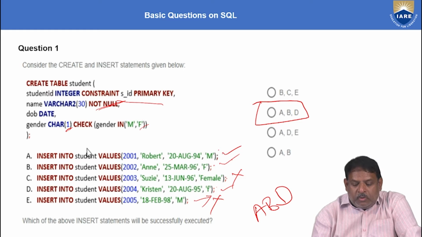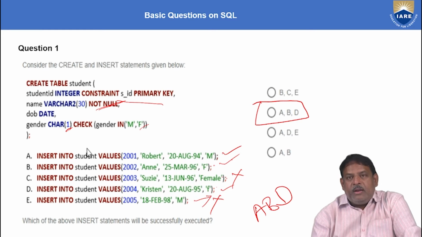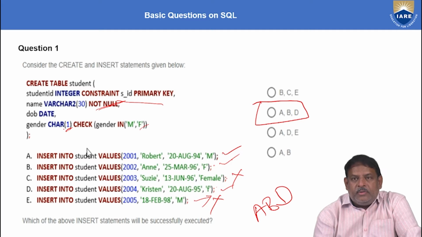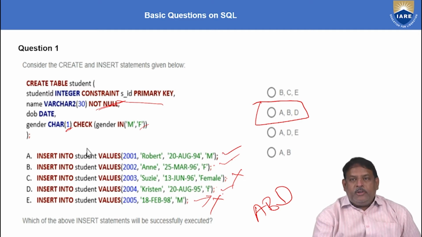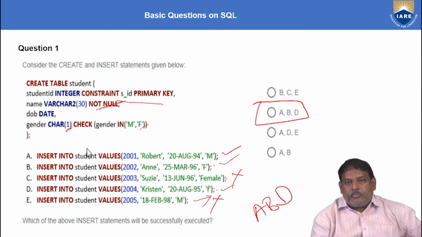So first statement is valid, second statement is valid, third is not valid because instead of giving F, he has written the entire FEMALE, which is more than one character. So it is not following the check constraint properties. So third is not valid. Fourth is valid because SQL is not case sensitive. It could be capital F or small f. So small f is also okay.